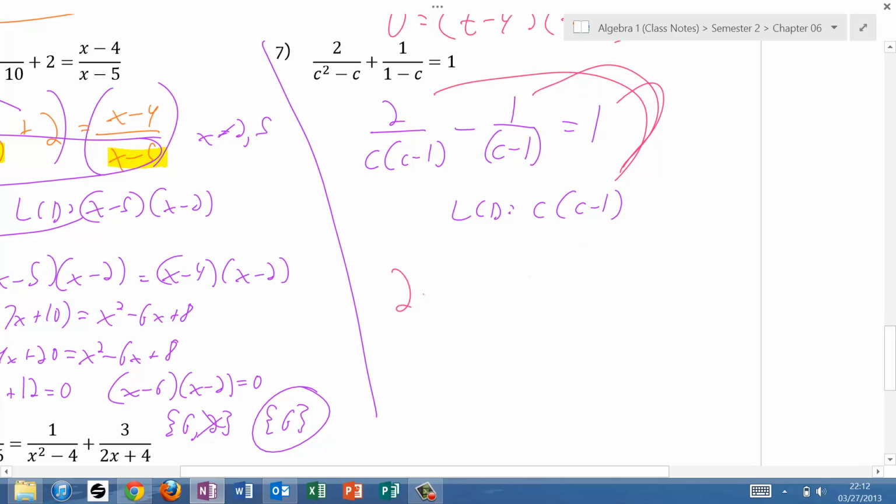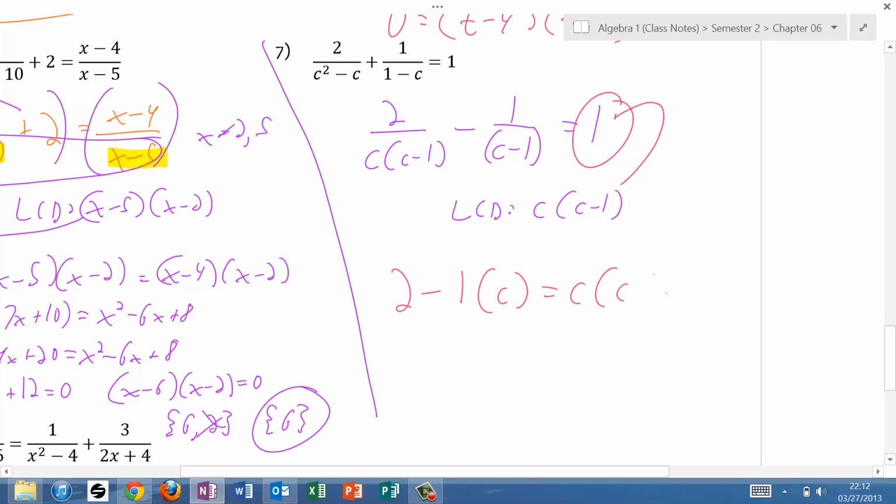So let's carry it to all 3 parts. We'd have 2 minus 1 times c equals, and then don't forget to multiply it by the right side. For some reason, when the right side's a 1, people almost always forget to multiply it by the whole LCD. We have c times c minus 1. So 2 minus c equals c squared minus c. That gives me 2 is equal to c squared.